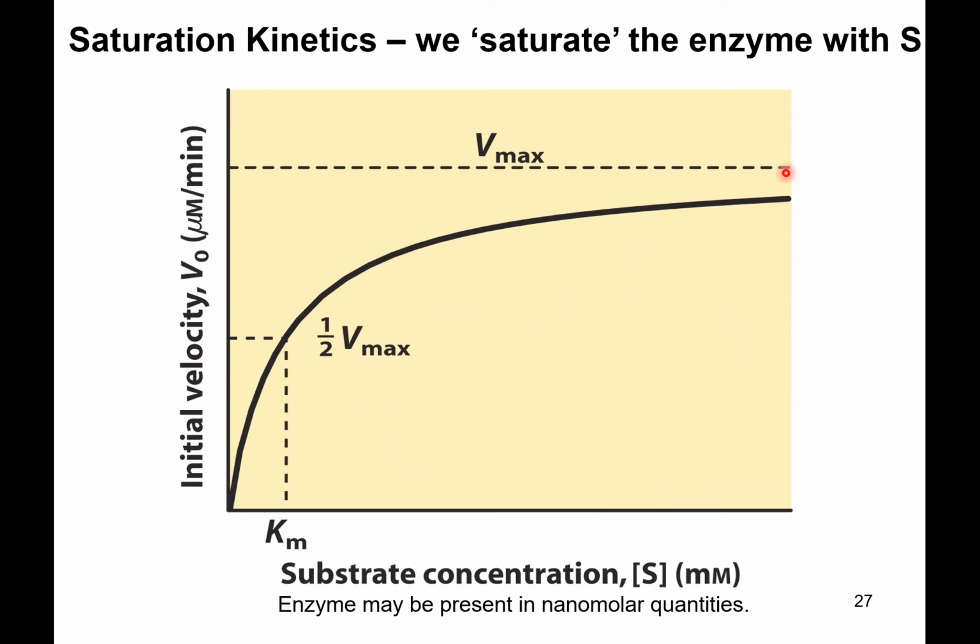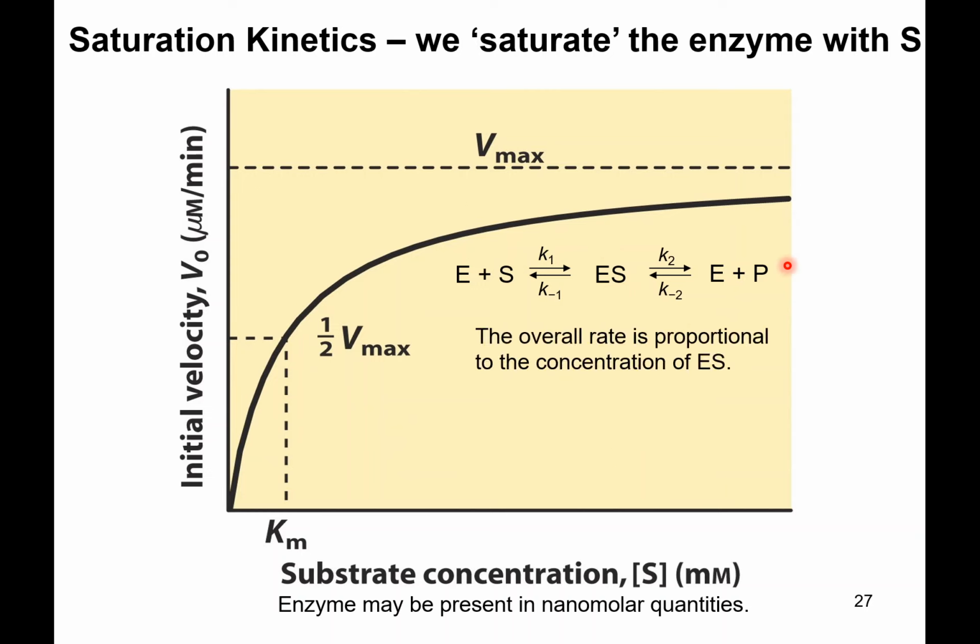Right. Saturation kinetics. What does that mean? Well, saturating the enzyme with substrate, right? That's getting higher substrate concentration. You're doing that, you're going to find Vmax, right? So you saturate with substrate, right? That pushes the equilibrium further to the enzyme substrate complex. Okay, that really becomes known as steady state, right? And the overall rate is proportional to the concentration of your enzyme substrate complex.